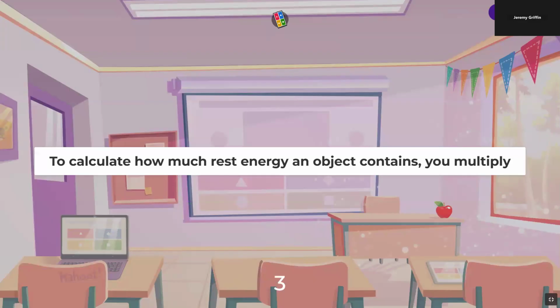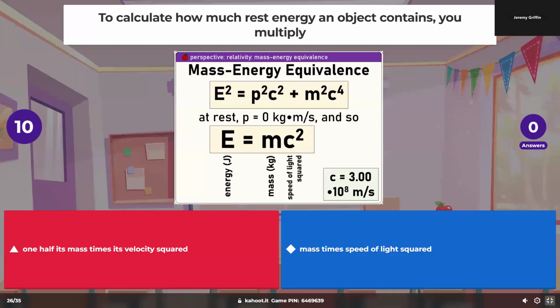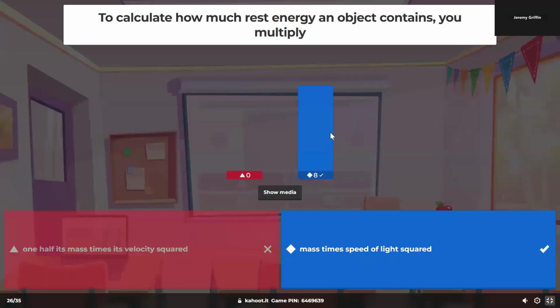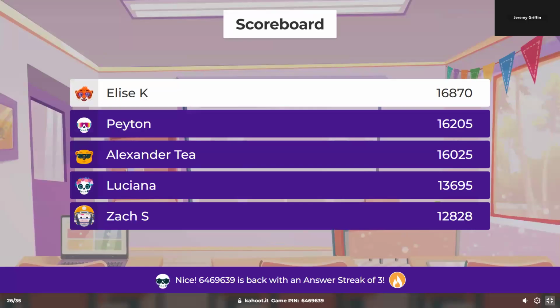To calculate how much rest energy an object has, you multiply, E equals mc squared. Yeah, mass times speed of light squared. So isn't that the energy of nuclear reactions? When you run a nuclear reaction, it's like, oh, I'm missing some mass. Where'd the mass go? Well, converted to energy. How much energy? mc squared. E equals mc squared. Energy is mass times the speed of light squared. Nuclear energy. You guys good on nuclear energy?